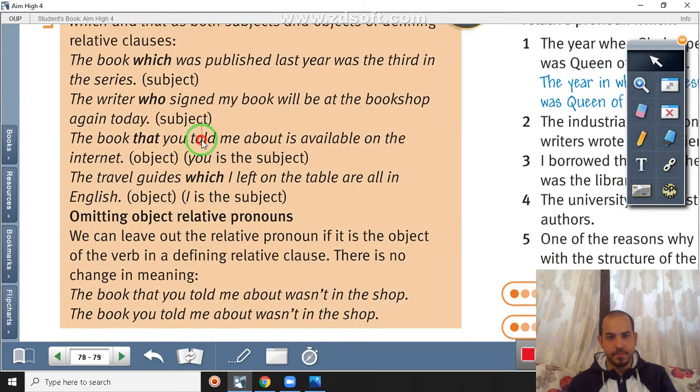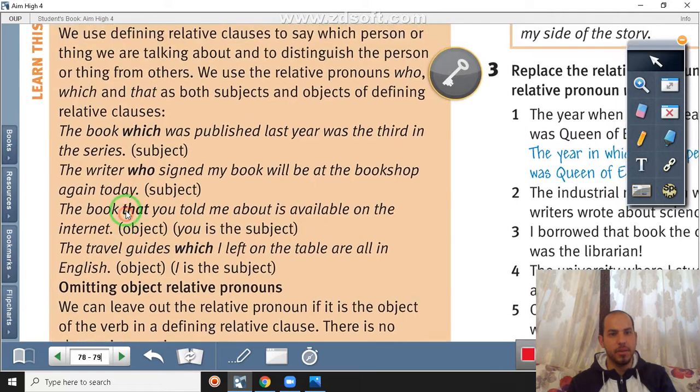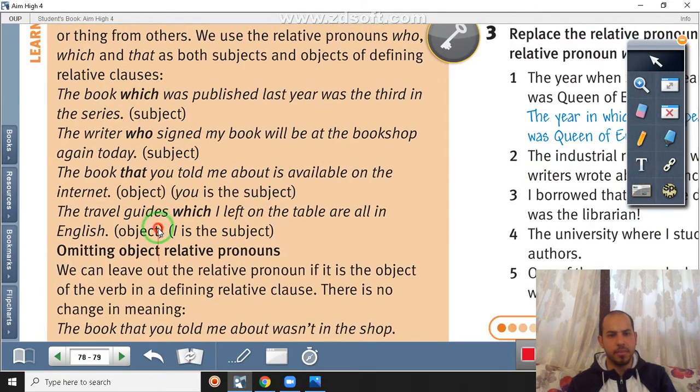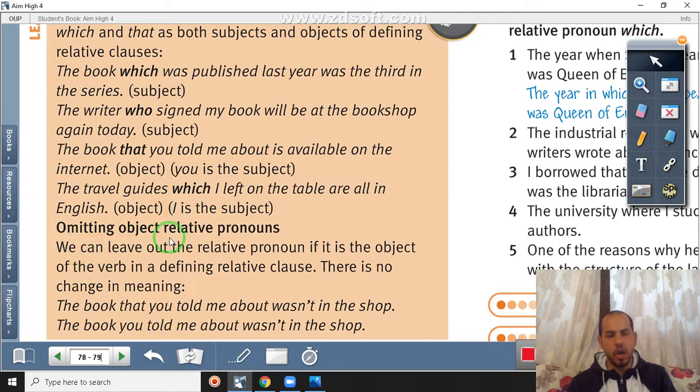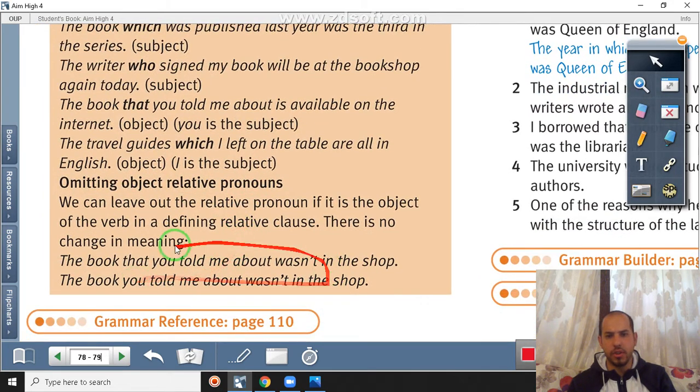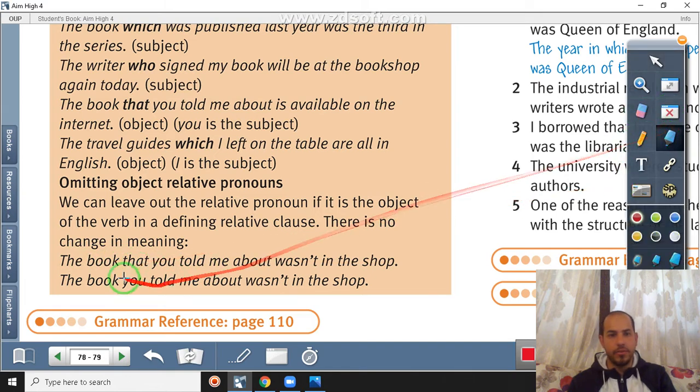Okay? So we talked about the subject place, the object place, and omitting the object relative pronouns. We talked about this. You can read here. The book that you told me about wasn't in the shop, and you can notice that the relative pronoun that refers to what? To the book. So you told me about a book, and that refers to the book.